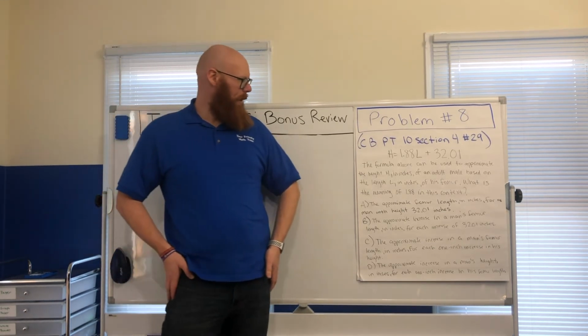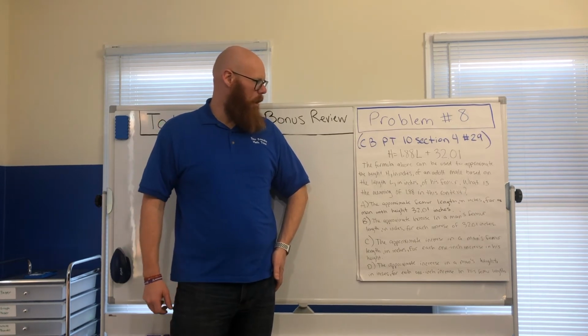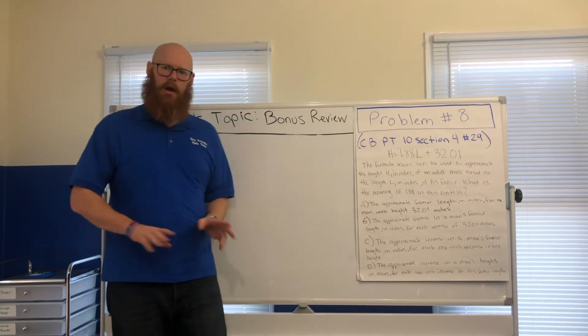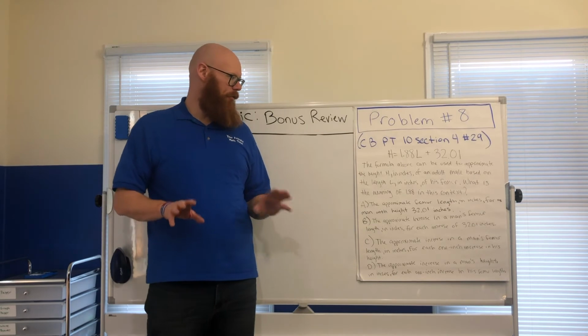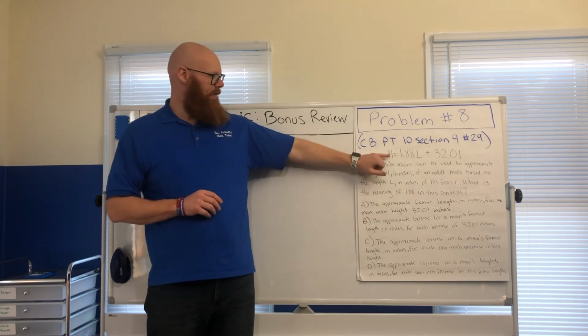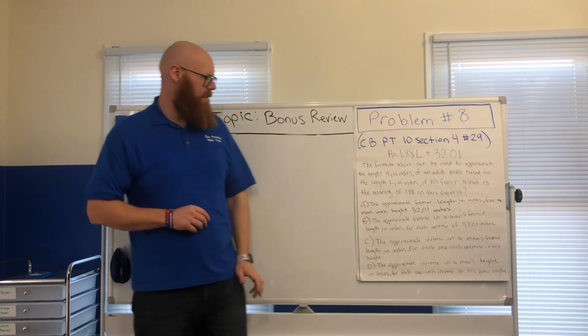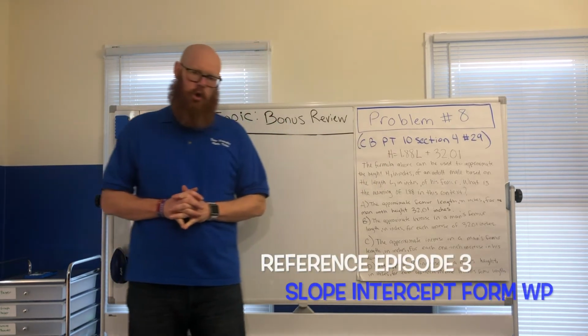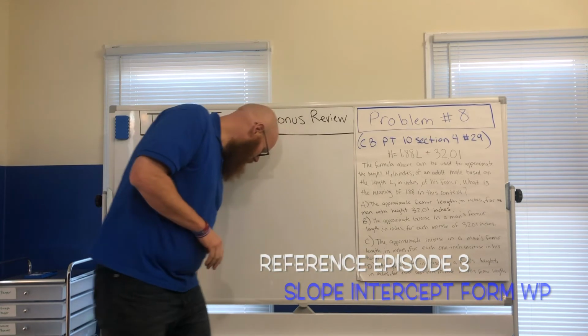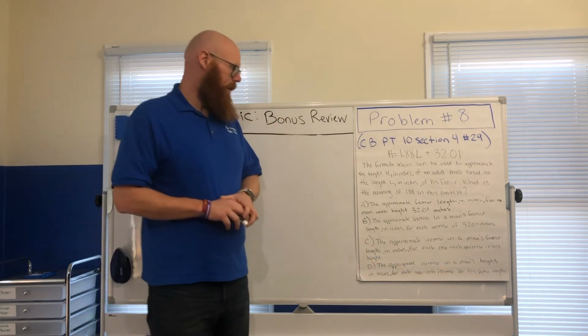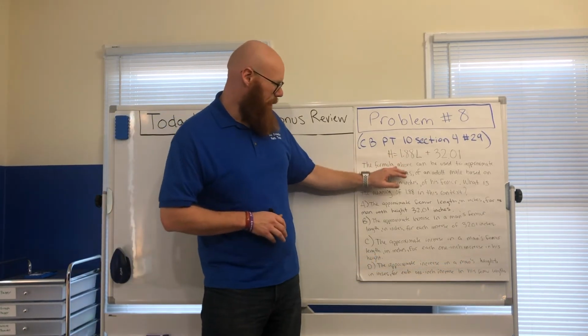H equals 1.88 L plus 32.01. Oh, stop right there. No reason to read through this problem. I have a slope-intercept form problem. So this is a callback to episode 3. And what I need to do is just skip through to the end.